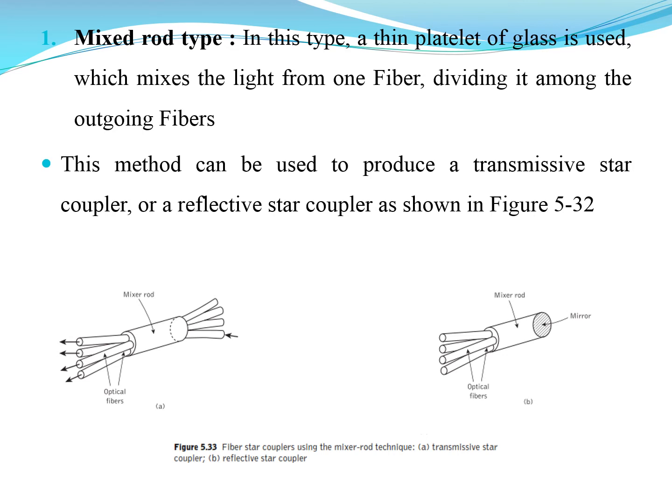So in a mixed rod type, a thin platelet of glass is used, which mixes the light from one fiber, dividing it among the other outgoing fibers. We can see in this particular diagram, input from the single fiber, dividing it into several outgoing fibers. So this method can be used to produce a transmissive star coupler, or also a reflective star coupler, as in this diagram. So this is a transmissive star coupler. This is a reflective star coupler, wherein we have a mirror surface as a difference in the construction of these fiber couplers.